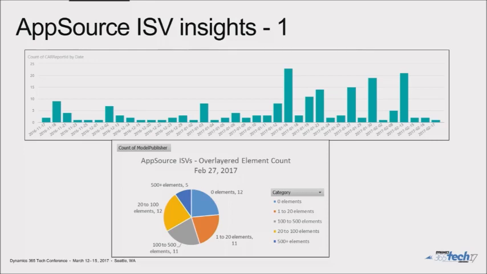And then on the left-hand side, you have a smaller number with some fairly large numbers. So we have 5 that have over 500 overlayered elements, a pretty big chunk with 100 to 500, and some more with 20 to 100. So we have the split of some ISVs that are in pretty good shape and some that have quite a bit of work to do.